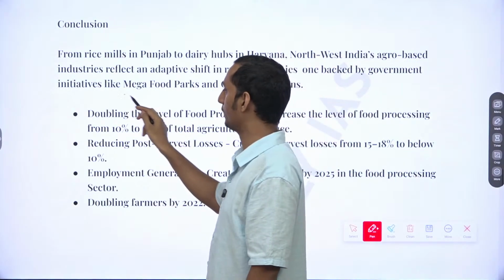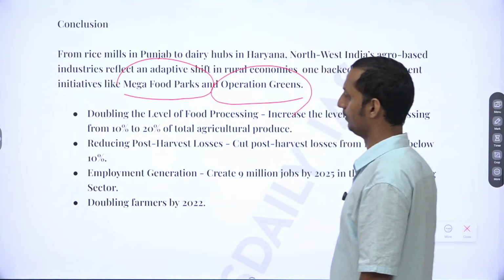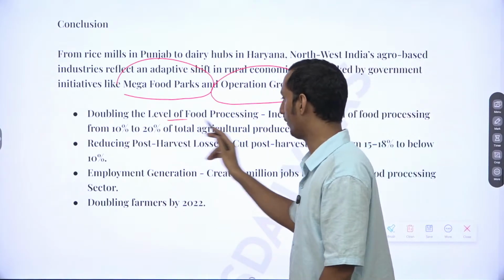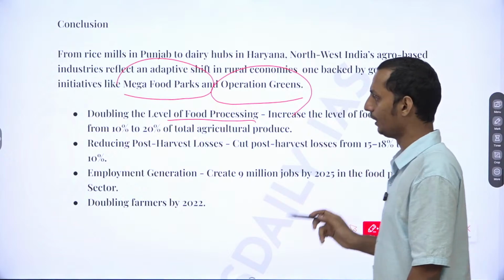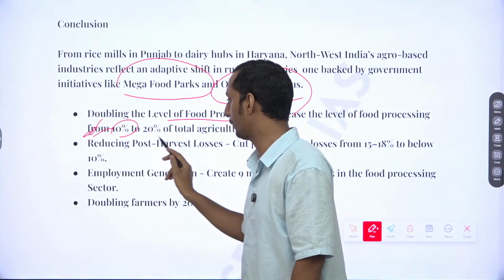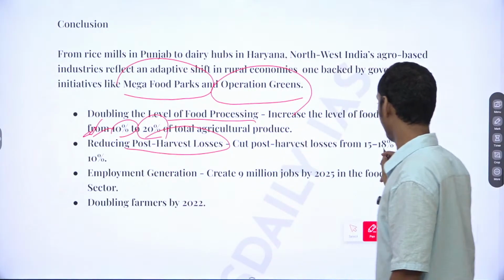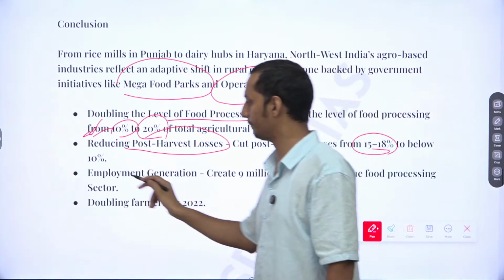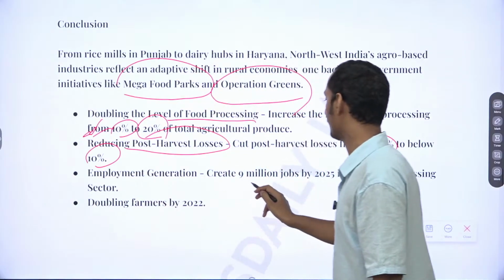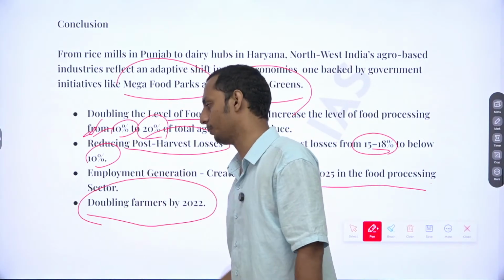You can mention the mega food park scheme. You can mention Operation Greens, or doubling the level of food processing from now around 8% or something to 20%. You can mention reducing post-harvest losses from 15 to 18% to 10%. You can mention employment generation, or doubling farmers' income by 2022.